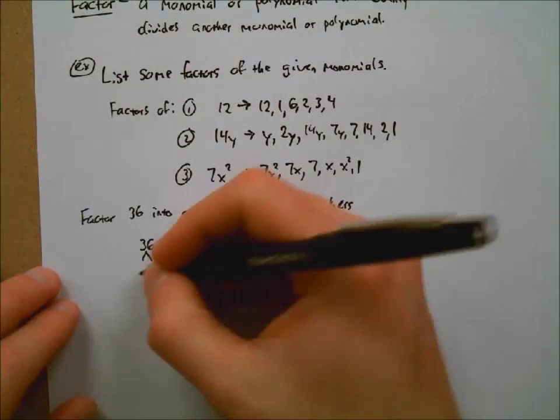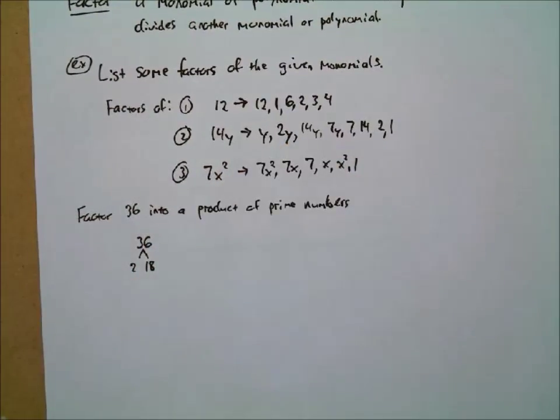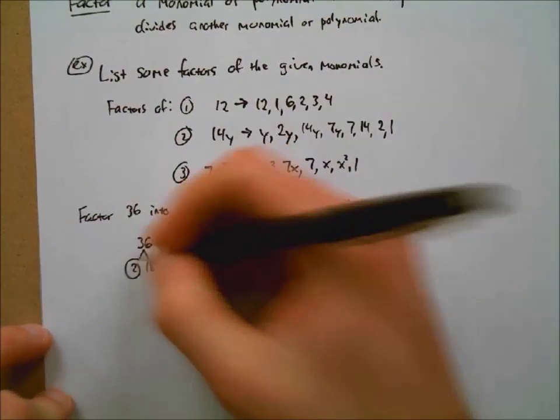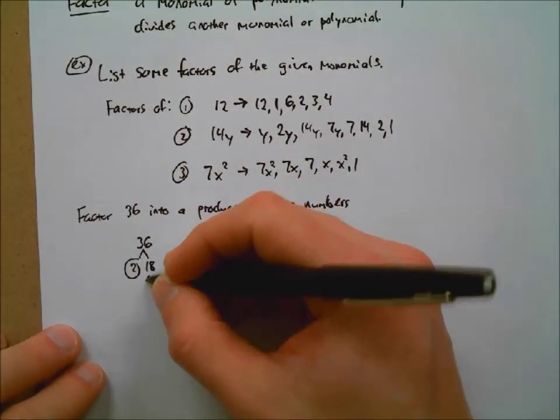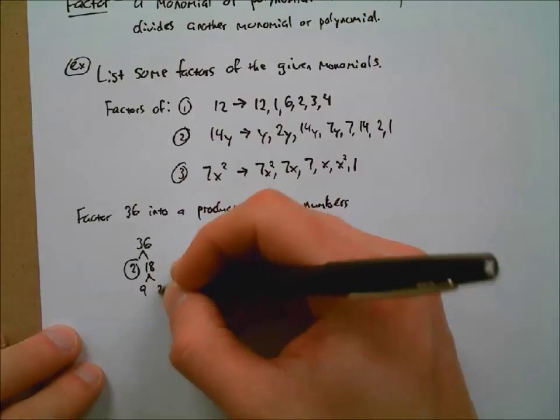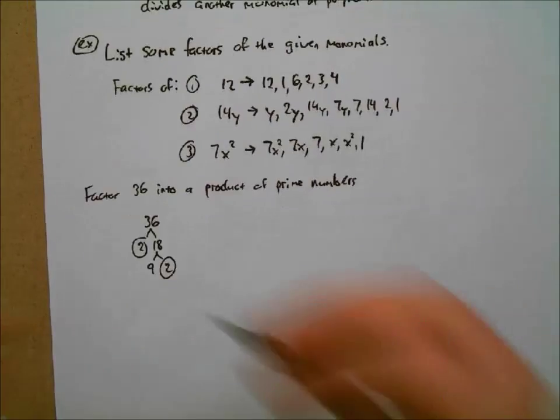2 and 18. Okay, does 2 break down any further? It's prime, right? So we'll stop there. I'm going to circle it. Okay, 18, does that break down any further? Okay, 2 and 9 or 9 and 2. I'll do 9 and 2 there. I heard that first. Again, 2 we already said doesn't break down any further. Does 9 break down any further? And 2, 3 and 3.